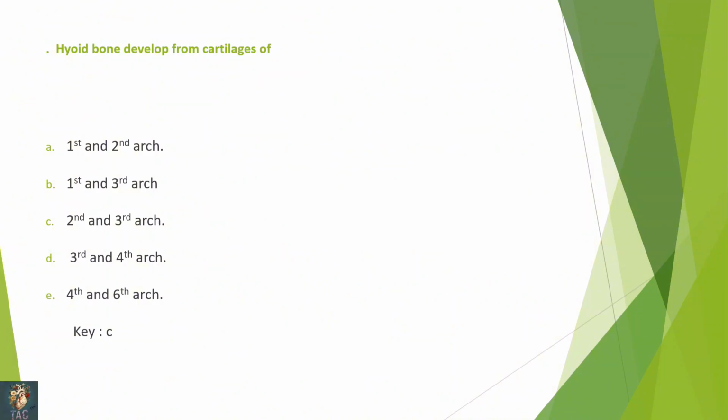Then the hyoid bone develops from cartilages of the first and the second, the first and third, the second and third, or the third, fourth and sixth. So the hyoid bone basically develops from the second and third. Its greater horn is from the third arch and its body and lesser horn from the second arch.